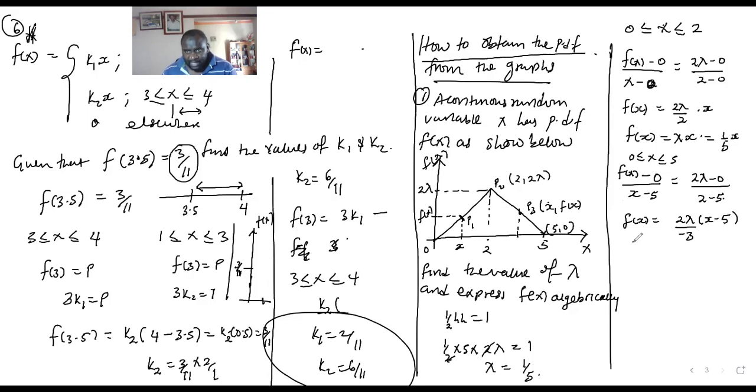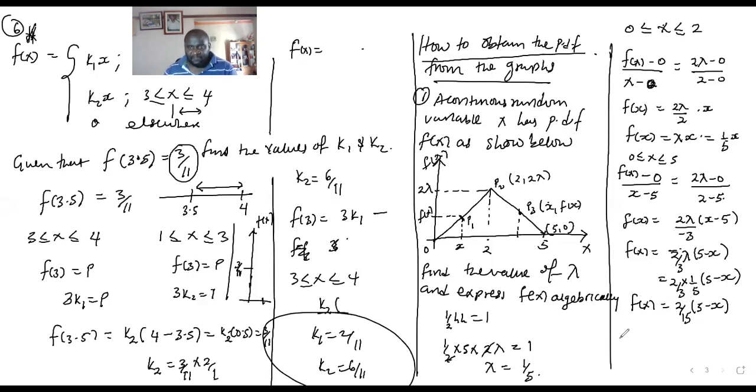When the negative goes up, you will get f of x is equal to 2 out of 3 lambda into 5 minus x. You realize that lambda is 1 over 5, so 2 out of 3 times 1 over 5 into 5 minus x. Finally, f of x becomes 2 out of 15 into 5 minus x.